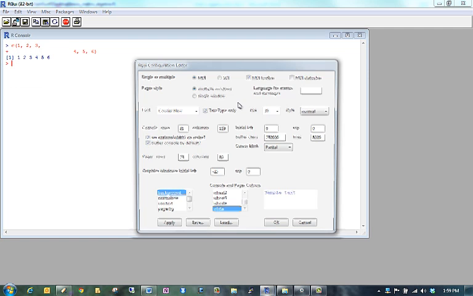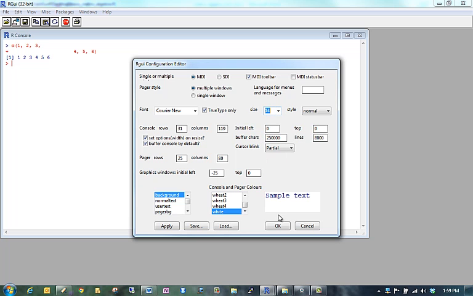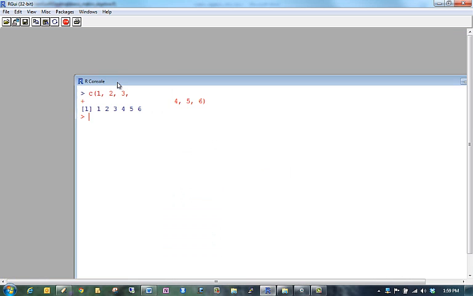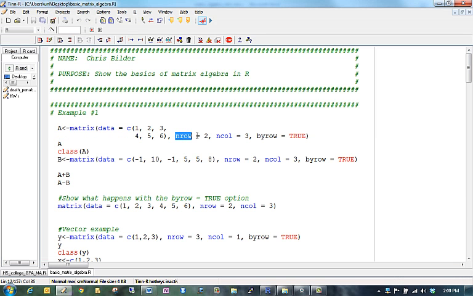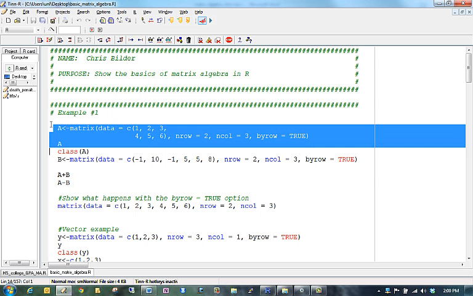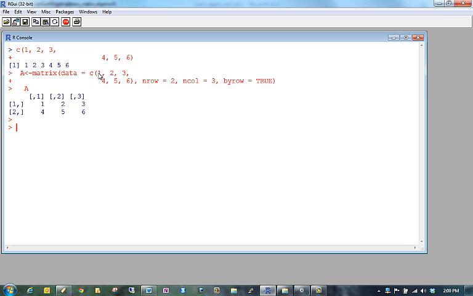Let me also make this a little bigger too. And I like to put all these numbers that we see there in data into 2 rows and 3 columns. And the way that I'm going to put them into the matrix, I'm going to do it by row. Meaning, let's run this and see what happens. I took 1, 2, 3 and put that in the first row. I took 4, 5, 6 and put that into the last row.